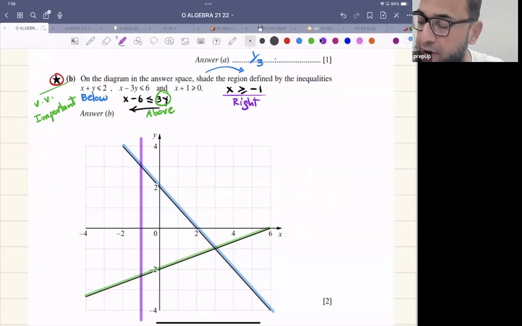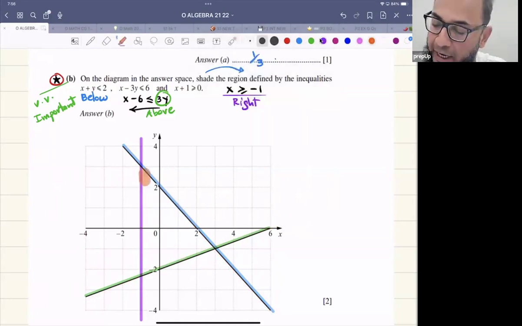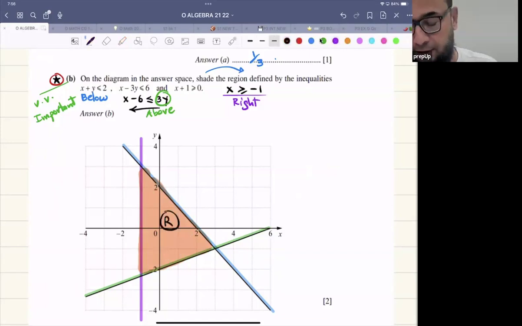Therefore, this shaded region is what is required. So therefore, shade the region. This is the region that needs to be shaded, and it is this orange region that I am shading. So this is the required region R, and that is the answer.